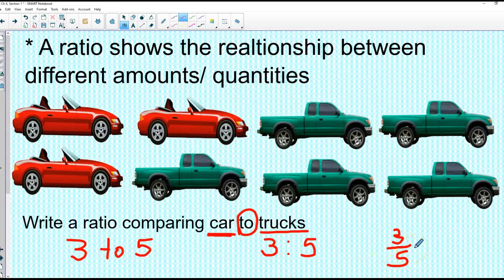Okay, so there's 3 different ways. I will tell you that the colon is probably the most common way. And then the word to, and then lastly the fraction. Those are all 3 ways that are acceptable to write a ratio. Okay, but again, order does matter. You have to do it in the order of your statement here.